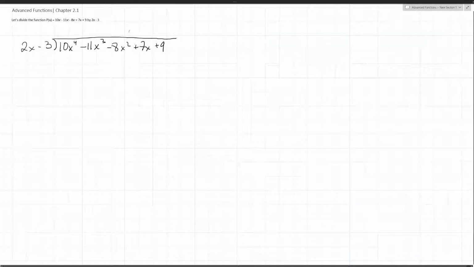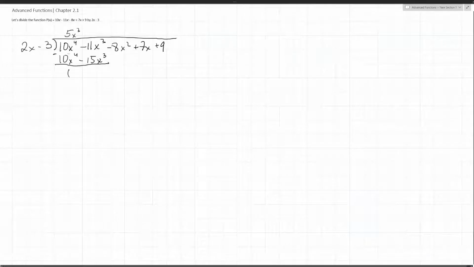Now what we do is we take the first value here and divide it by the first value over here. So 10x to the power 4 divided by 2x, you should know, equals 5x to the power 3. And so we write that down. So we have 10x to the power 4, because we take 5x to the power 3 times 2x, and then we have negative 15x to the power 3, because again we took this value and multiplied by negative 3. Now you should remember to subtract it.